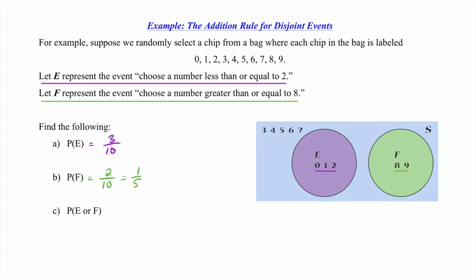Then it takes us to part C where we're asked what's the probability of either E or F occurring. Since they're disjoint events, we're able to say, well, event E has 3 different outcomes, and event F has 2 different outcomes that can occur. So altogether we've got 5 different things that occur for E or F. Therefore, our probability would be 5 over 10. Of course, we can call that 1/2 or a 50% chance of occurrence.